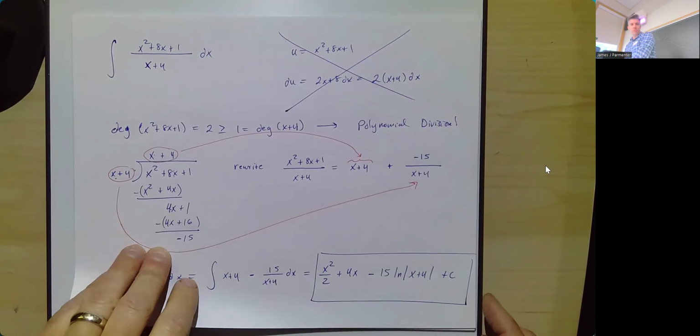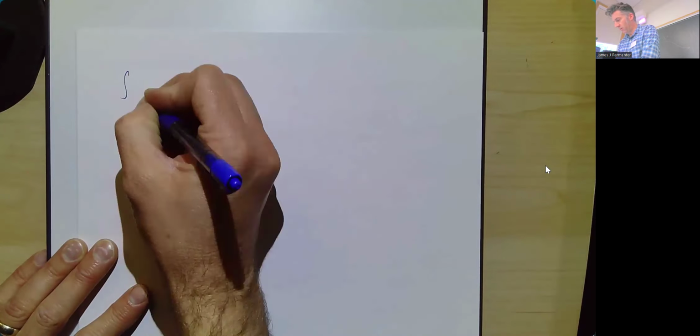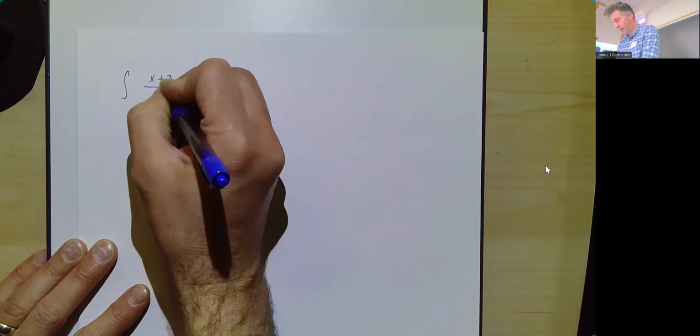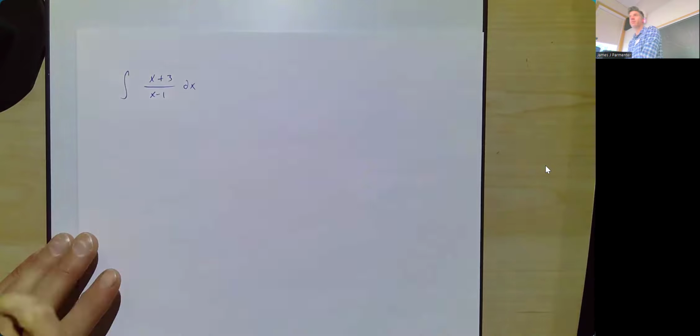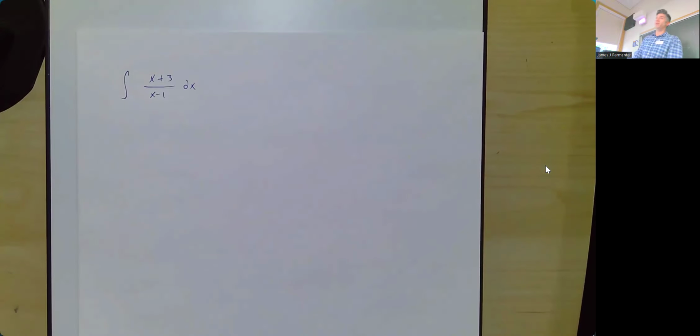Let me show you one more, just so we can see one more. One more that's actually kind of funky. So we have the integral of x plus 3 over x minus 1. The degree on top is 1. The degree on the bottom is also 1. Some people, when the degrees are the same, like to take a shortcut that I'm not a fan of. I'll show it to you after I do the polynomial division.